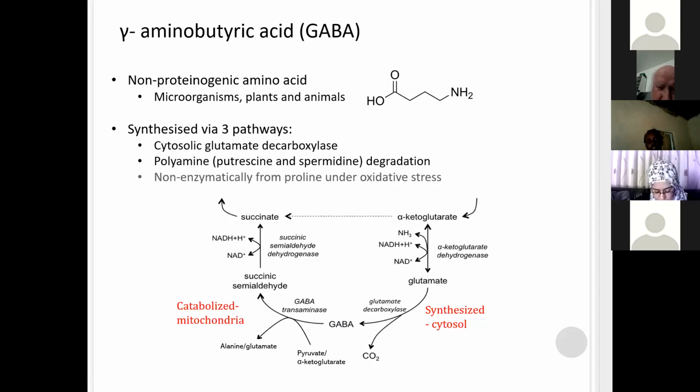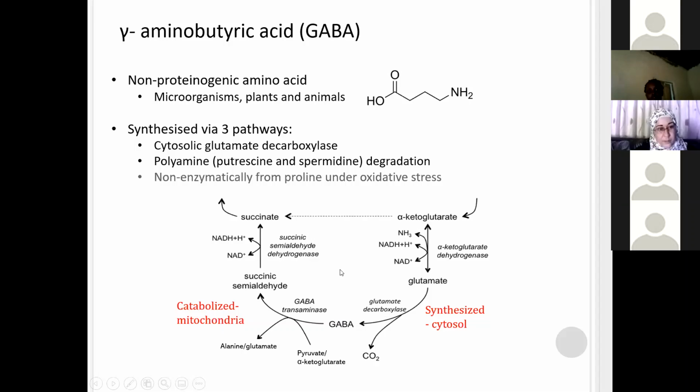So in essence, this process at the bottom is called the GABA shunt, and it bypasses 2 steps in the TCA cycle. And these 2 enzymes that it bypasses are very sensitive to oxidative stress. So during oxidative stress, this is a key component to keep the TCA cycle active. Now, the second mode of synthesis for GABA is via the breakdown of polyamines, or the oxidation of putrescine and spermidine. And the last way is still a predicted way. It's not been proven yet. It's a non-enzymatic method from the oxidation of proline under oxidative stress.